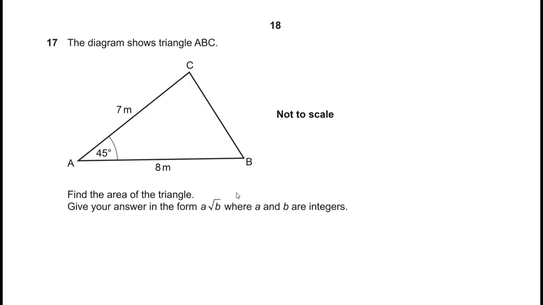Question number 17. The diagram shows triangle ABC. We have to find the area of the triangle in the form a times the square root of b, where a and b are integers.